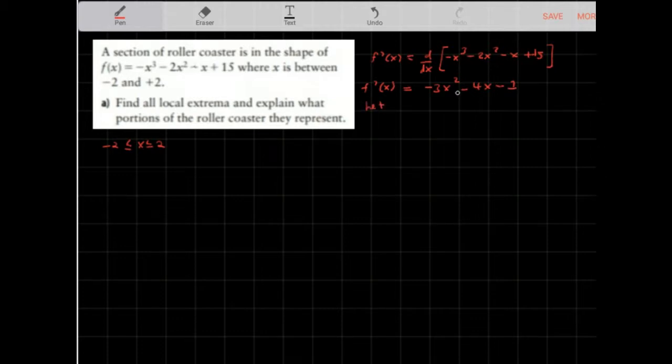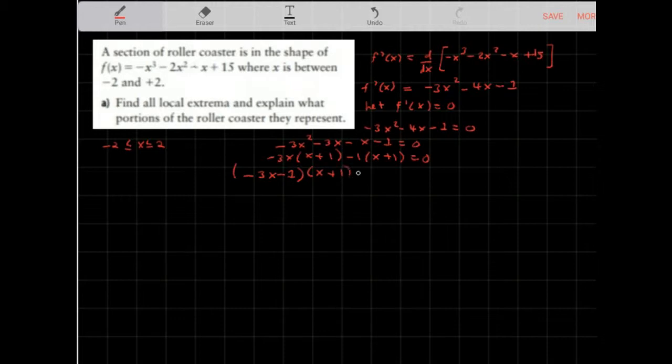To find our critical points, I'm going to let f prime of x equal 0, right? And this will actually find a critical number of x. So negative 3x squared minus 4x minus 1 is equal to 0, and then I'm going to factor this out, right? I'm going to use decomposition. Two numbers add up to negative 4 and multiply to positive 3. Well, we can do negative 3x minus x minus 1 is equal to 0, right? Negative 3x times x plus 1, minus 1 times x plus 1 is equal to 0. So we get negative 3x minus 1 times x plus 1 is equal to 0.